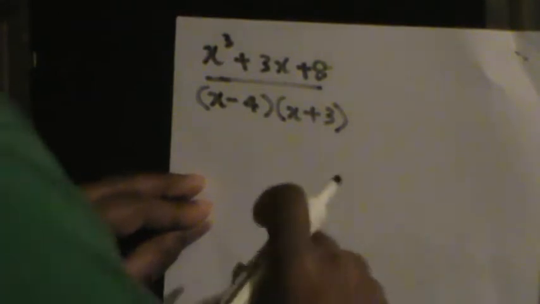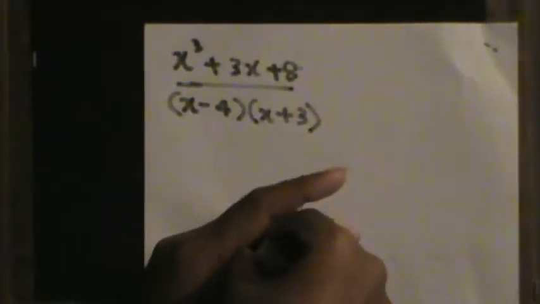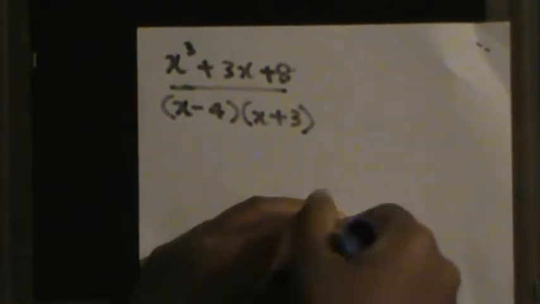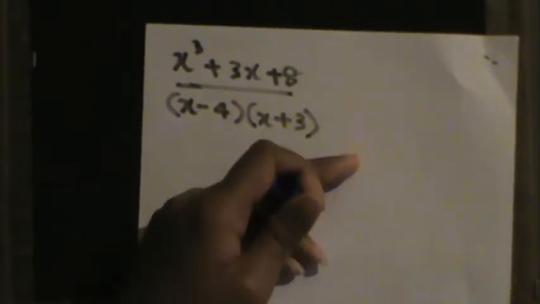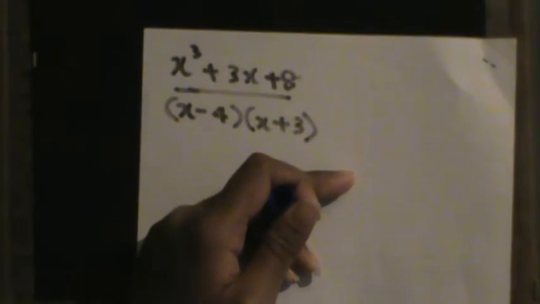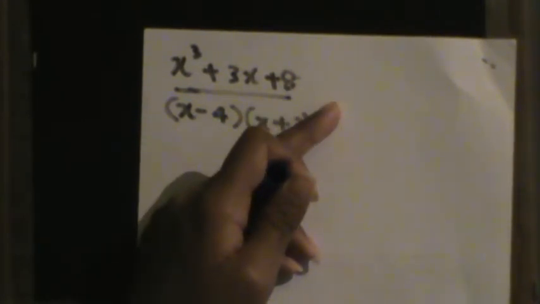Now if you are given something like this, say x cubed plus 3x plus 8 over x minus 4 times x plus 3, right? X minus 4 times x plus 3. So you know that the highest power of the numerator is 3 and the highest power of the denominator is 2. So the highest power of the numerator minus the highest power of the denominator is 3 minus 2, which is 1. So we are left with 1. So we can write a function in which we have a power of 1. So we can write easily a linear expression here.